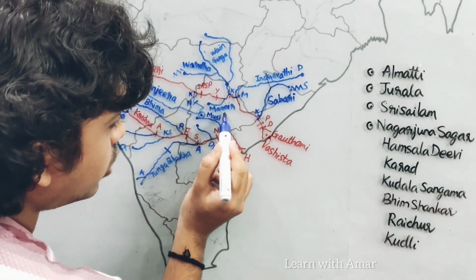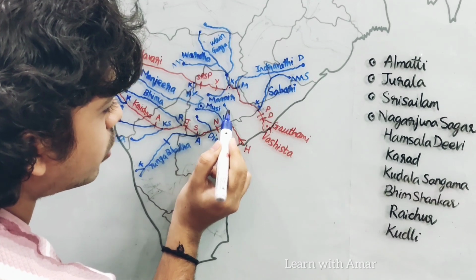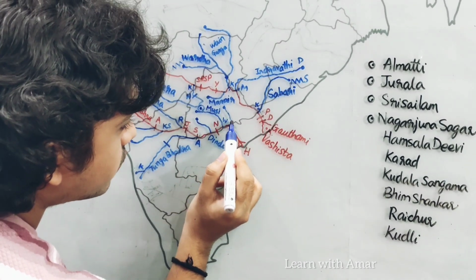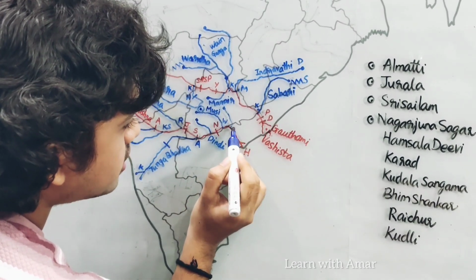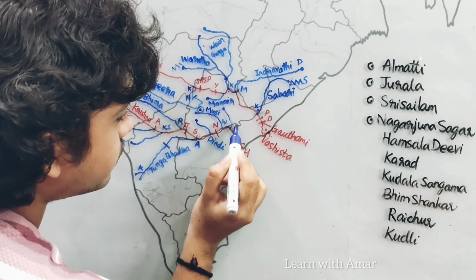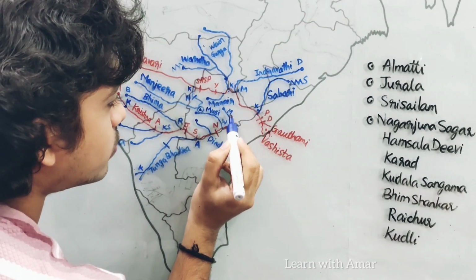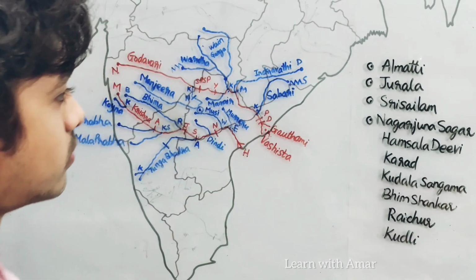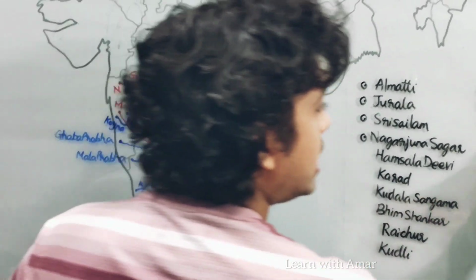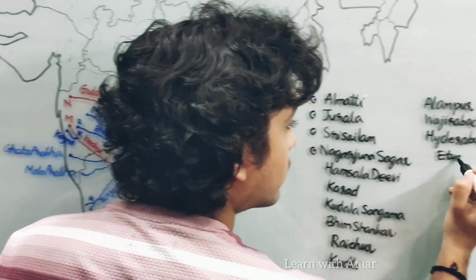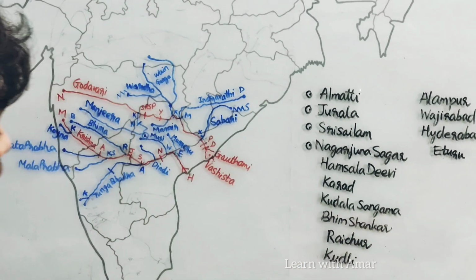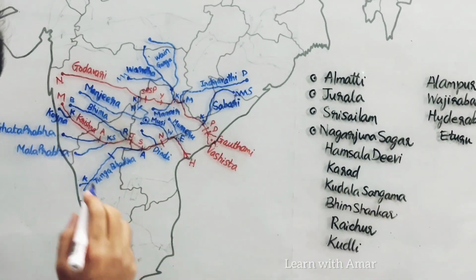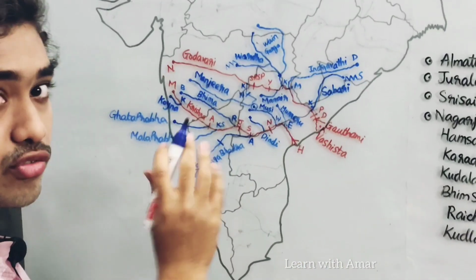Then we have Munneru. Munneru also originates in Telangana. It enters Andhra Pradesh and joins Krishna at Eturu. This is Munneru. E for Eturu. So it joins Krishna in Andhra Pradesh. So this is the drainage system of Krishna.